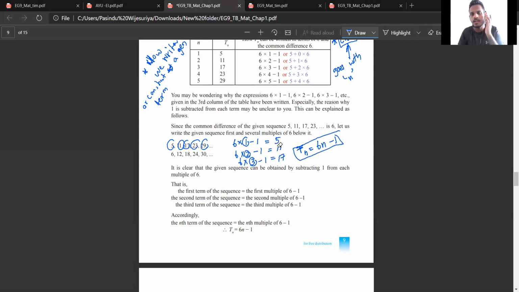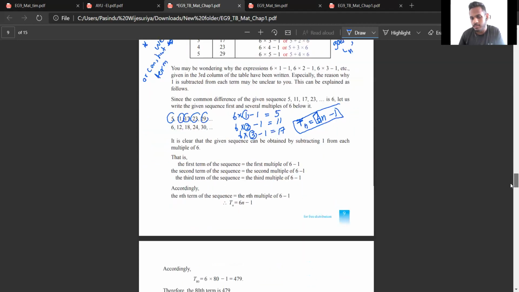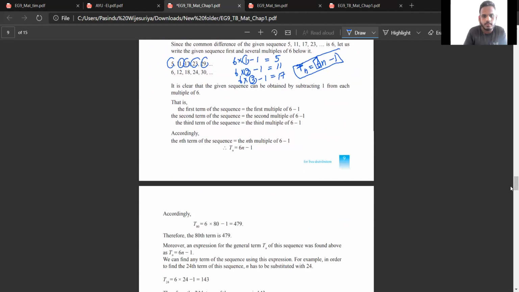I know it might look a little confusing, but remember, to get the nth term, the n is always attached to this number 6. Number 6 is the common difference. As I said, the common difference is the most important part. Always find the common difference, and it's going to be attached to the n.